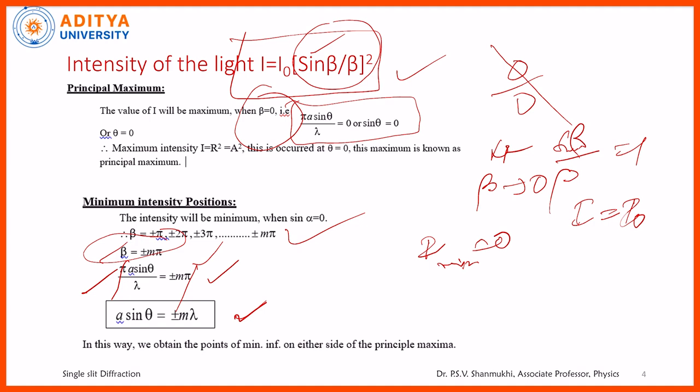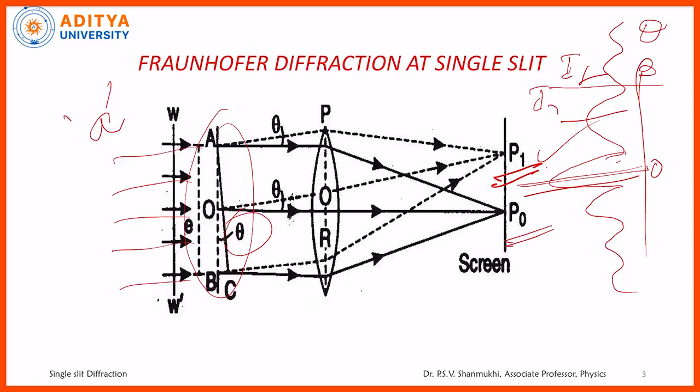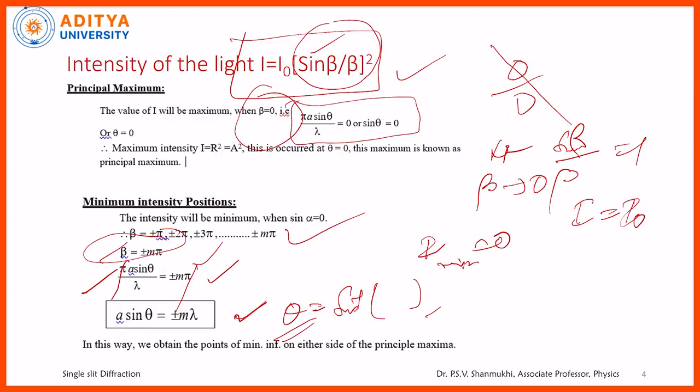This is the condition to observe the minimum intensity, or else theta is equal to sin inverse of plus or minus m lambda by a. At these theta values, we get the minima positions. This is the first minimum, second order minimum, third order minimum, and on the left side also first order, second order, third order minimum. At the values of beta equal to plus or minus m pi, we get the minima.